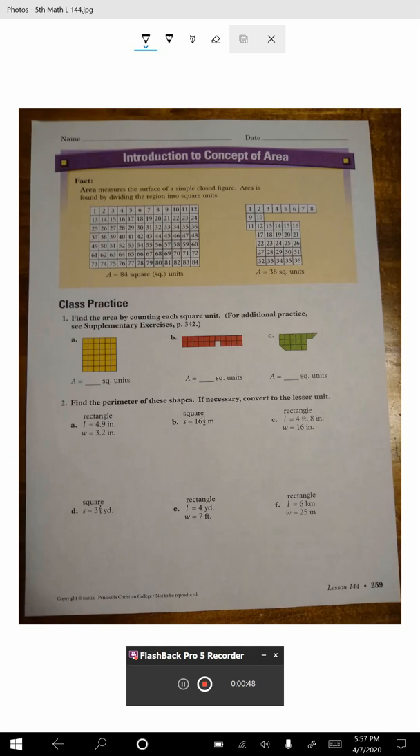Many of you may have already done this lesson and may not need it, but I'm going to go ahead and go through it quickly for those of you who still haven't finished with this lesson. So this lesson is about area. Area is the inside of our simple closed figure.